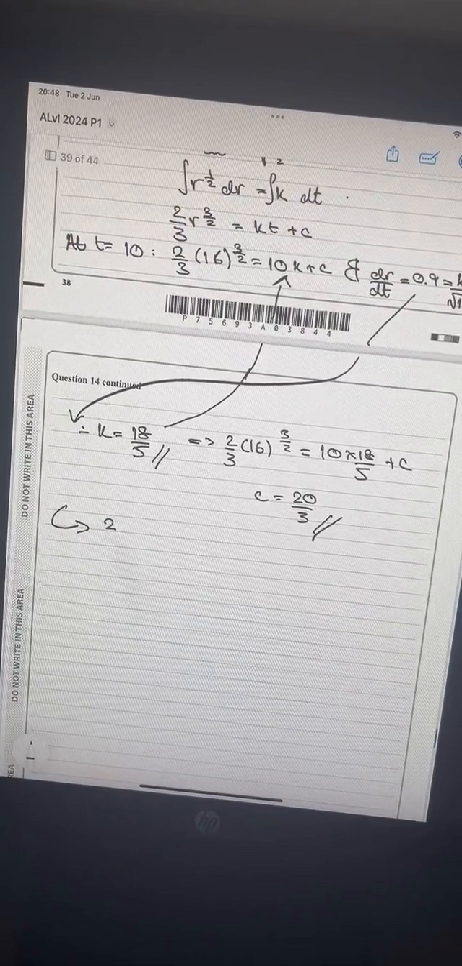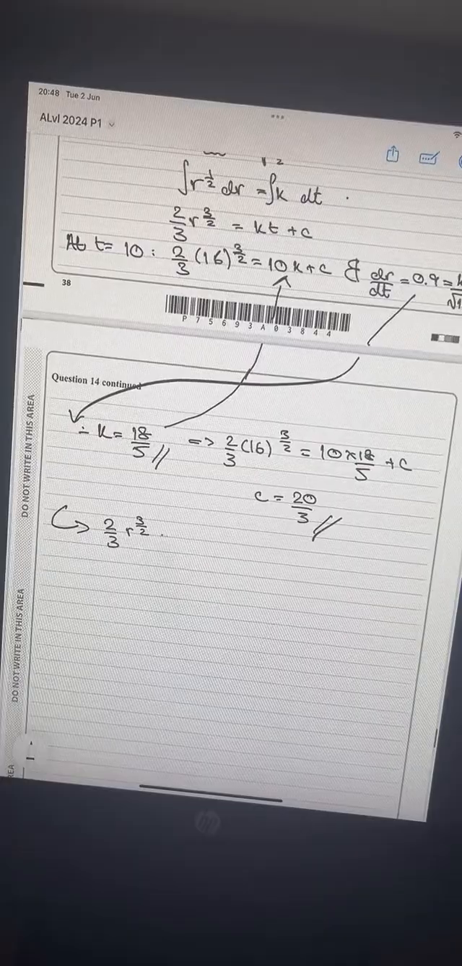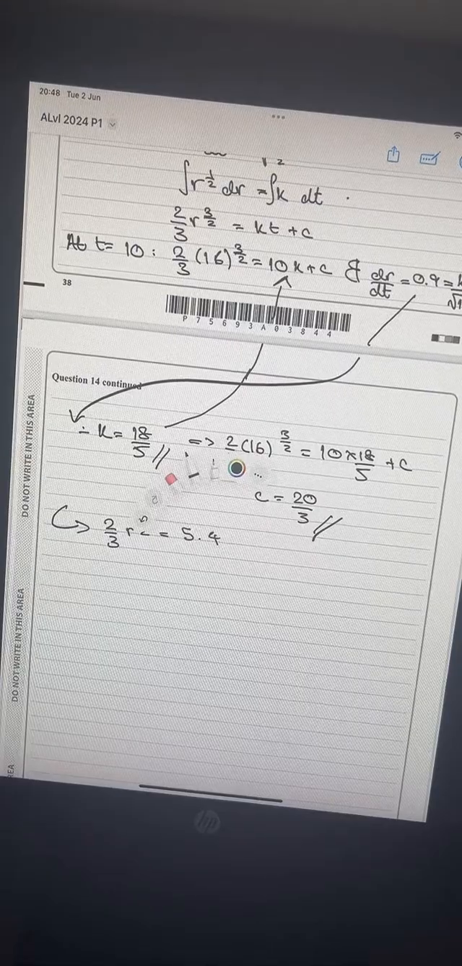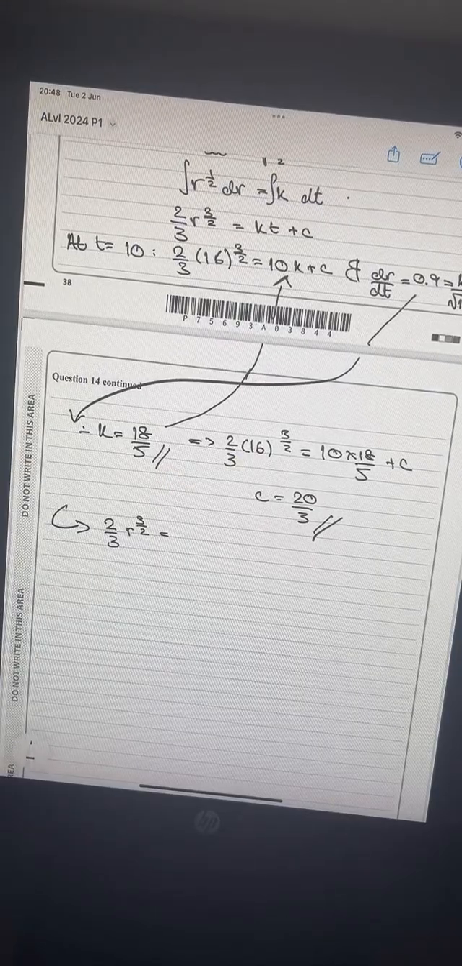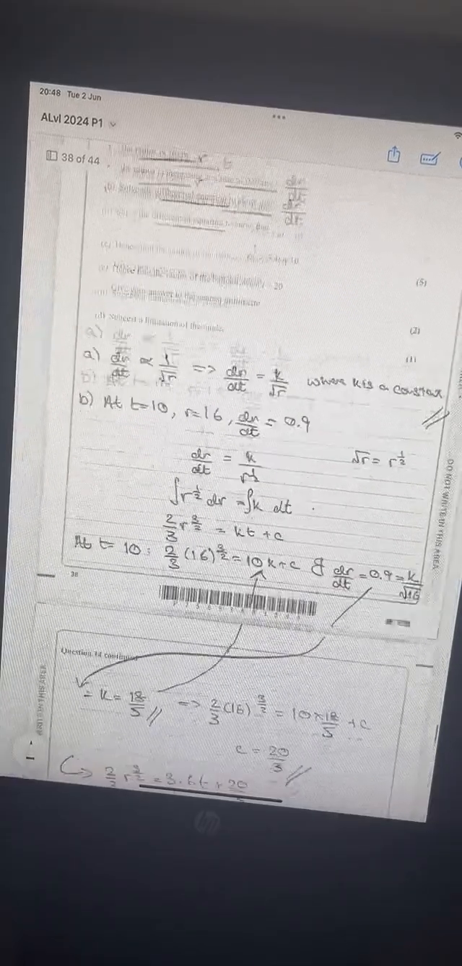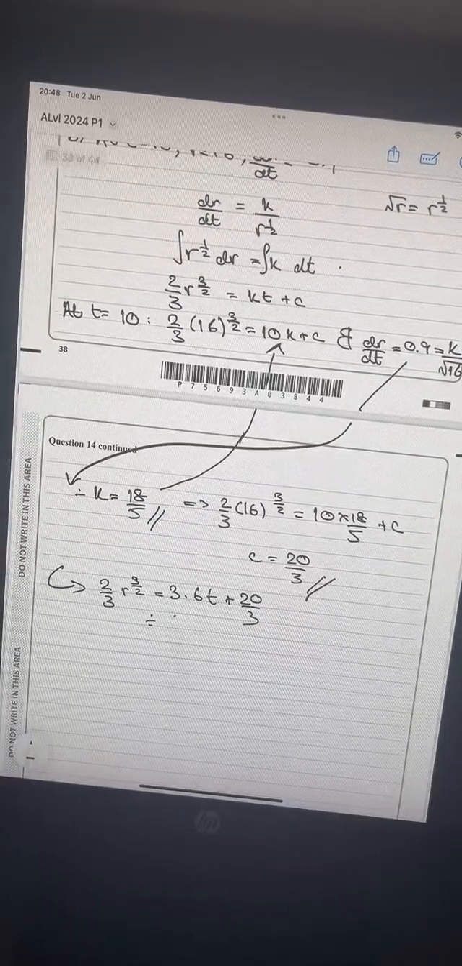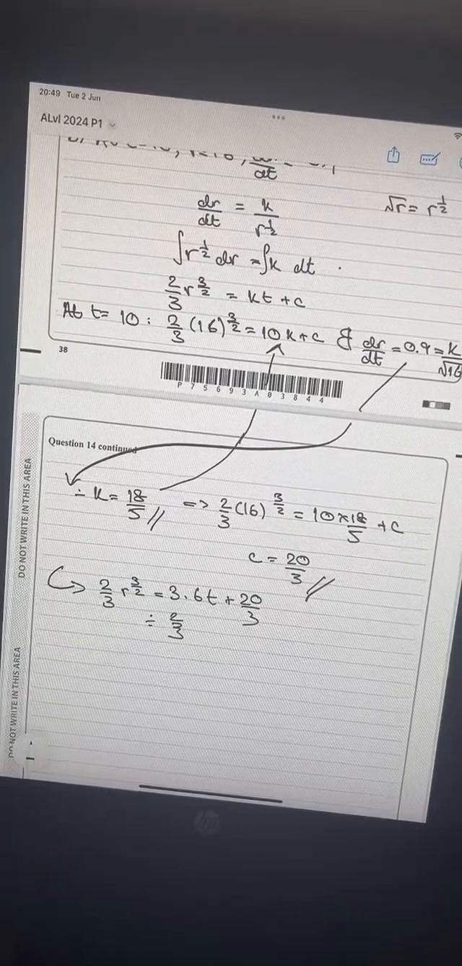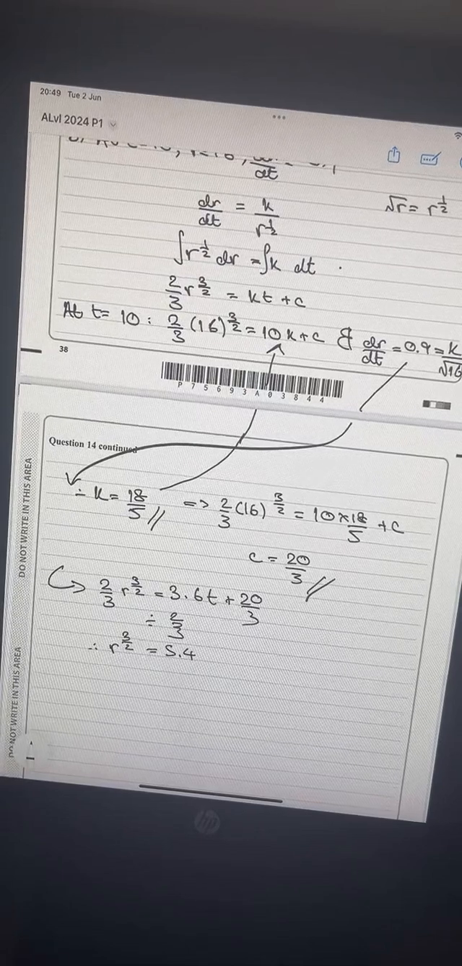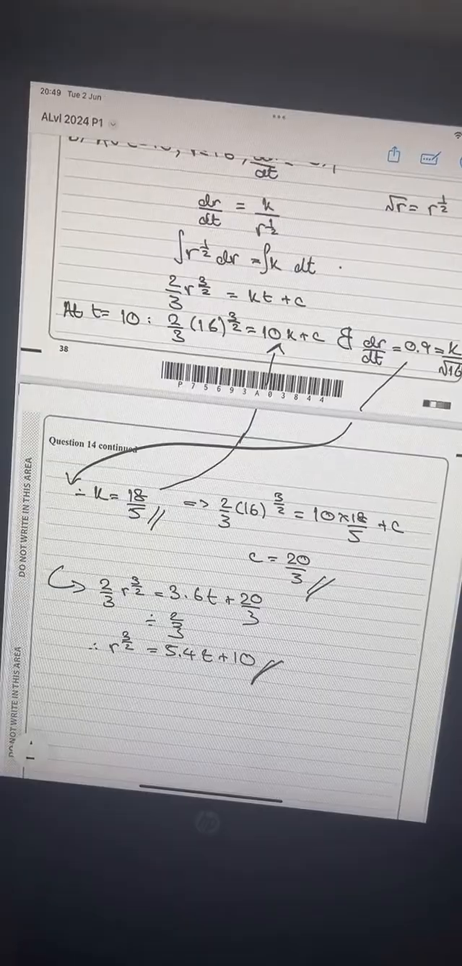So I know that 2/3 of r to the 3 over 2 is equal to k, which is, is that 5.4? Is that what 18 over 5 is? Let me just check. 18 divided by 5 is 3.6, not 5.4. So 3.6 t plus c, which is 20 over 3. Is that in the form they wanted? They just want r on its own, so I'm going to divide by 2/3, so multiply by 3 over 2. So therefore, I get r to the 3 over 2 is equal to 5.4t plus 10.